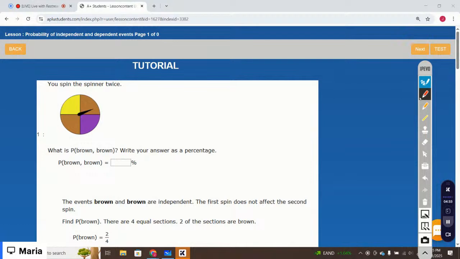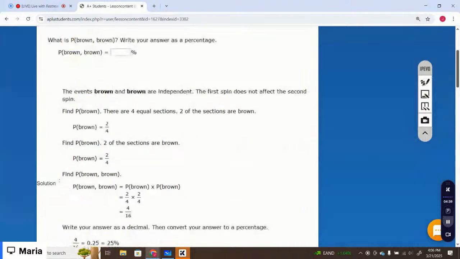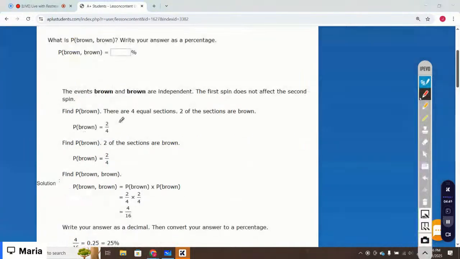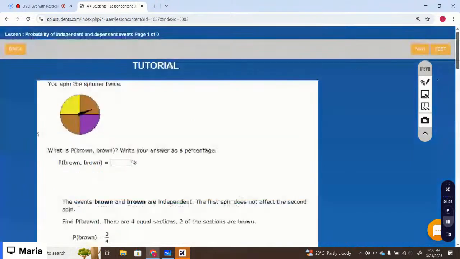The events that are on the spinner and dice are always independent events, right? So for the first time, the probability of brown is 2 by 4. And for the second time, that is also 2 by 4. So you have to multiply the probability of both the brown, that is 2 by 4 times 2 by 4, that is 4 over 16, or 1 over 4. You can convert it into percentage form, that is 25%.